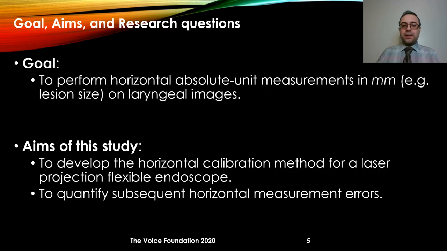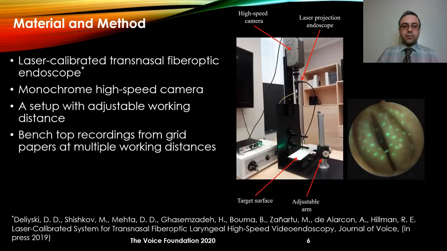So the goal of this study is to perform horizontal absolute unit measurement in millimeter. That would allow us to, for example, measure size of a lesion on laryngeal images. So the aim of this study is to develop the horizontal calibration method for a laser projection flexible endoscope and then to quantify its subsequent horizontal measurement errors.